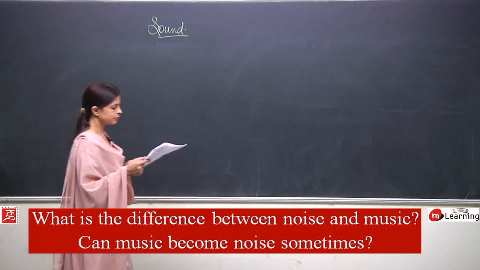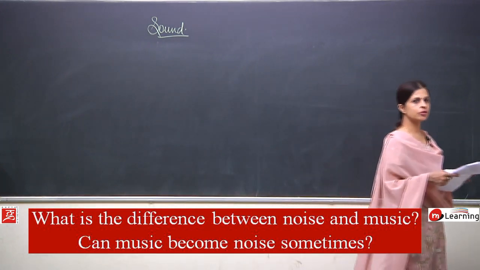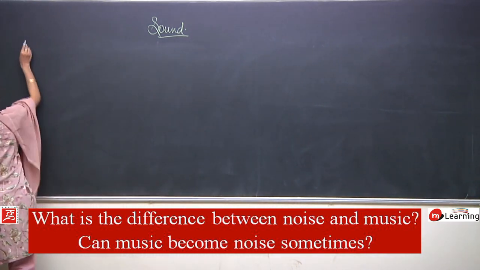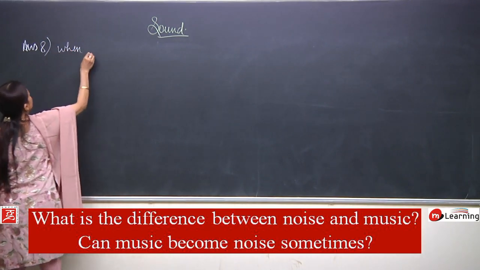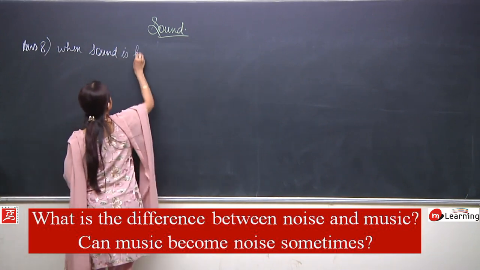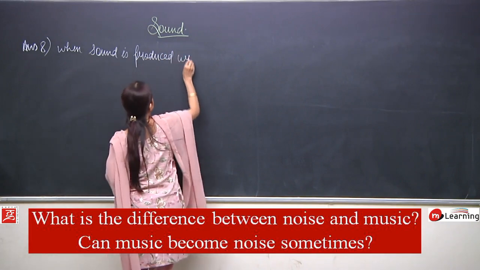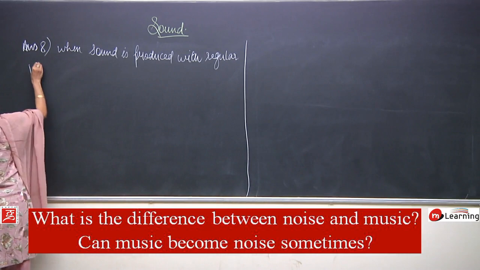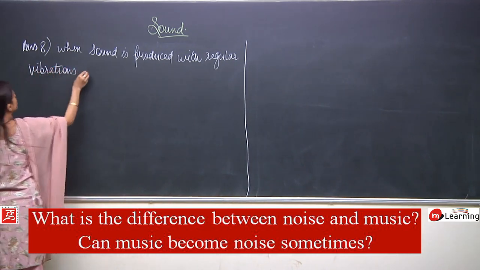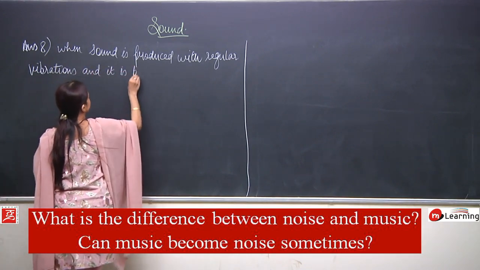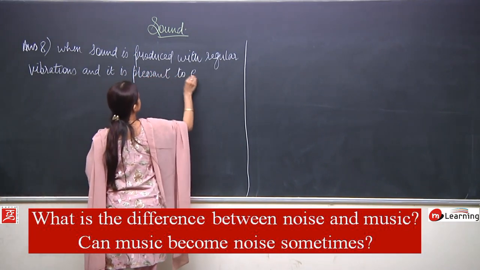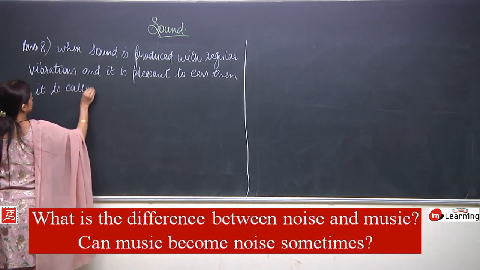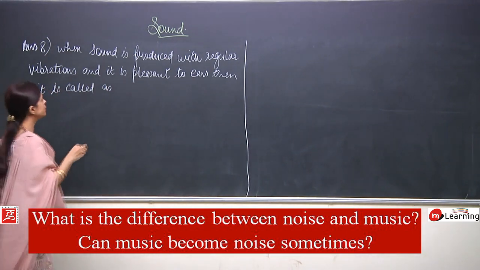So what was the question, children? What is the difference between noise and music? Answer number 8: when sound is produced with regular vibrations and it is pleasant to the ears, then it is called as, what is it called, student? It is called music.